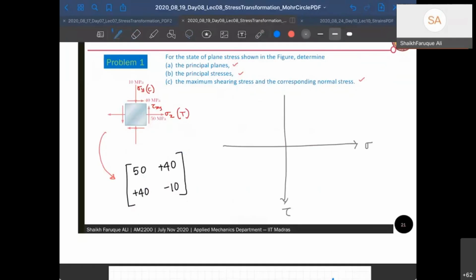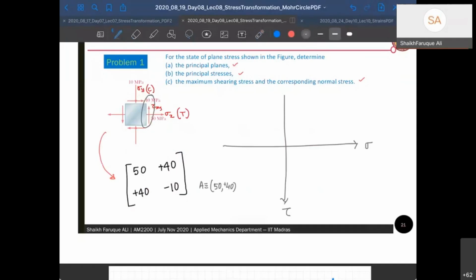Let's look at the first plane here. The first plane is 50, 40, right? This is my first plane. The first point should be point A. Where do I write point A? A represents 50, 40, right? Now let's look at whether it's positive 40 or negative 40. This shear stress is like this, and it's going to go anti-clockwise. So positive 40.